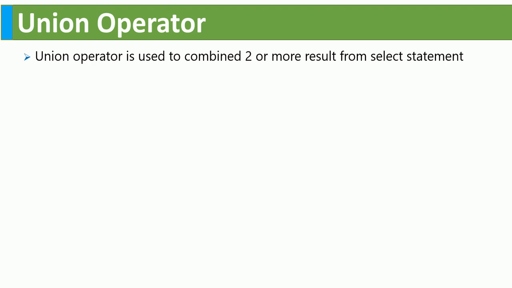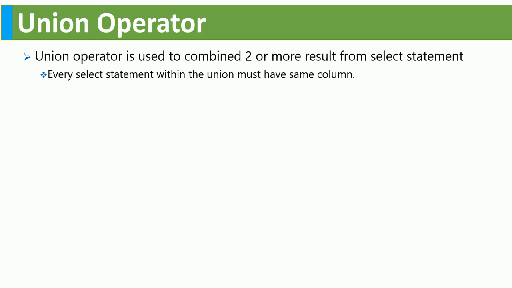Now, the UNION operator is used to combine two or more results from SELECT statements. You write one query, then you write another query with the help of the SELECT command, and then we are merging the data all together.